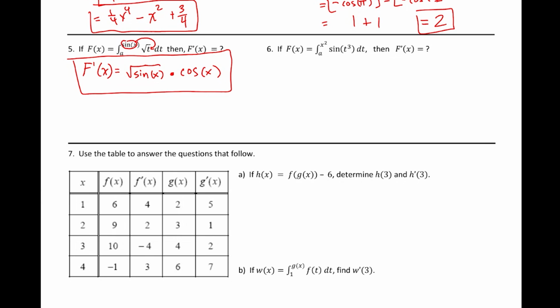Number 6. It's a very similar problem here. In fact, we're going to do basically exactly the same thing. Might need to be a little bit more careful with our differentiation on the second part of it. Let's just discuss it as we go. First, we'll substitute in x squared here. And so that would be, let's see here, sine of x squared cubed, which would be x to the 6th. And then we're going to multiply by the derivative of x squared, which would be 2x. And yep, that's it.